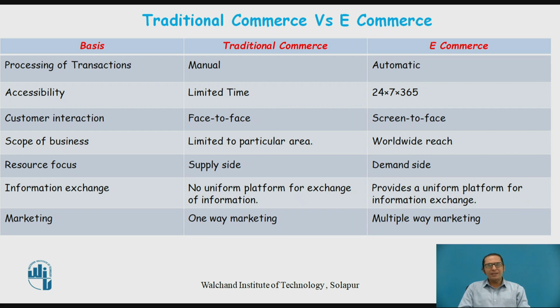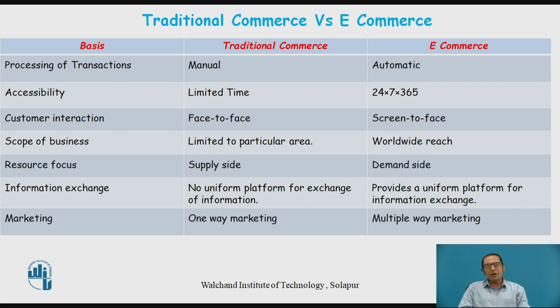The scope of business in traditional commerce is restricted to a particular geographical area. You can roam around the city and do your shopping. But in e-commerce, it is worldwide reach. Even if I want to buy something from other countries, I can do that using e-commerce. The resource focus in traditional commerce is on the supply side, and for e-commerce, it is on the demand side.